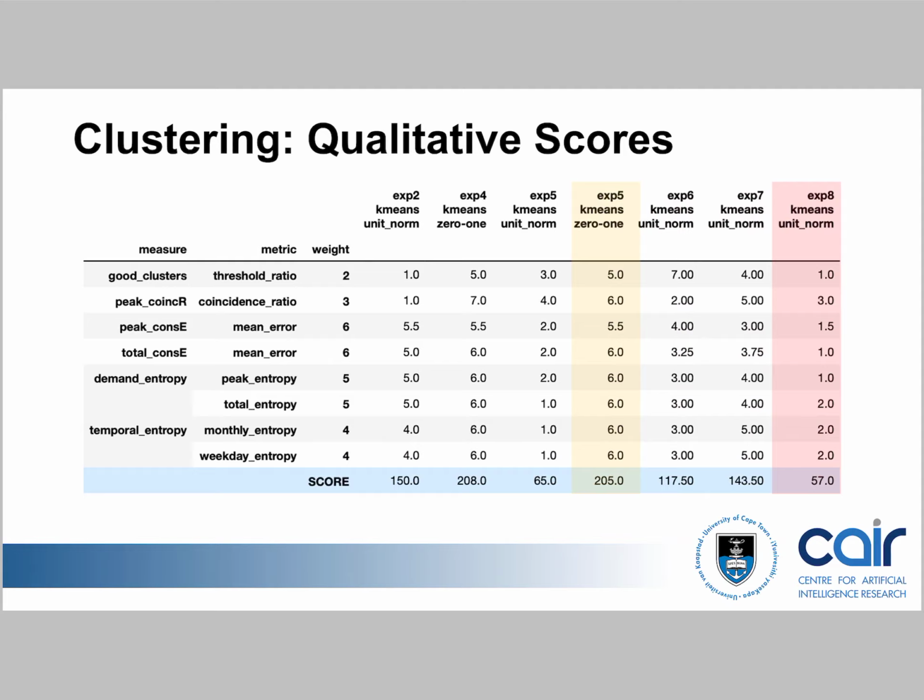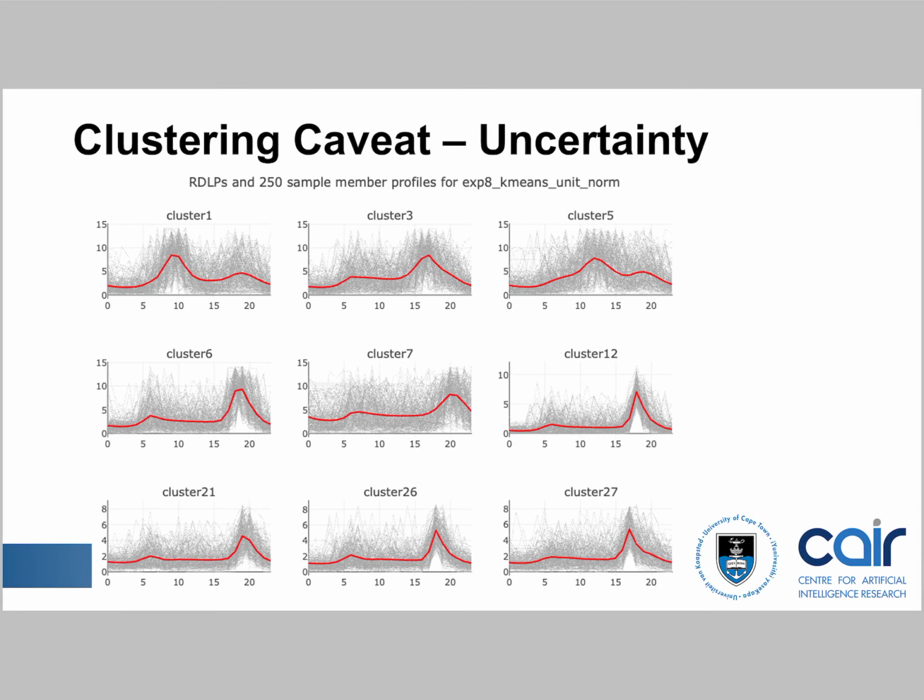What we found after the qualitative evaluation is that our experiment 8 with k-means unit norm, which was only 9th best in the quantitative evaluation, actually was the best set of representative daily load profiles when we really considered where we wanted to use it. And experiment 5, which did really well in the quantitative evaluation, actually turned out to be very poor at giving us sufficient nuance to make the set of clusters really usable for us.